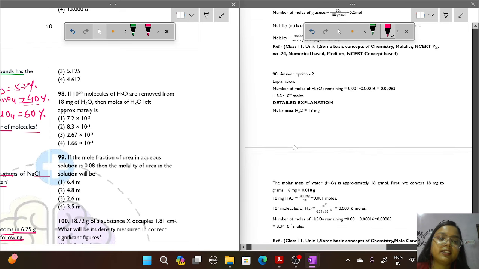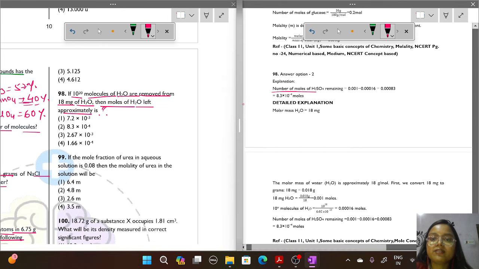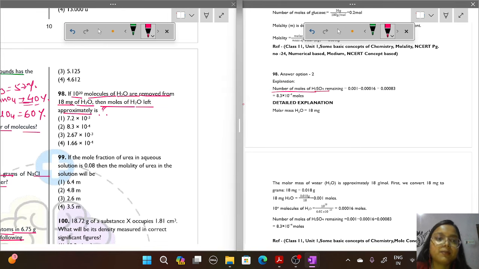Question number 98. If 10 to the power 20 molecules of H2O are removed from 18 milligram of H2O, then how many moles of H2O are left approximately? The number of moles of H2O remaining is 0.001 minus 0.0016.